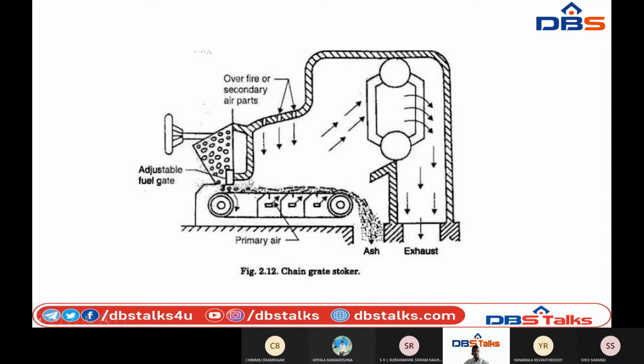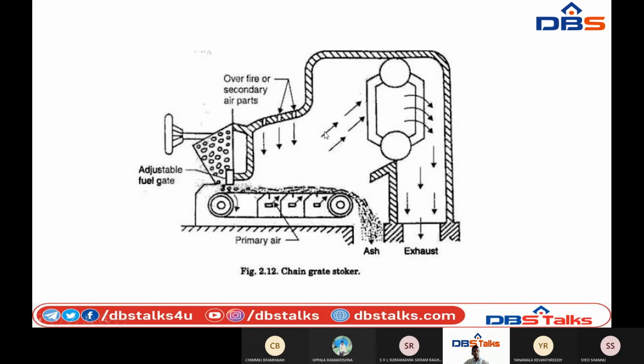One is the driven sprocket wheel and one is the driver sprocket wheel. The speed of the stoker is 15 to 50 centimeters per minute. It is simple in construction, self-cleaning, and maintenance or running costs are very low compared to other types of stokers. But preheated air temperatures are required.